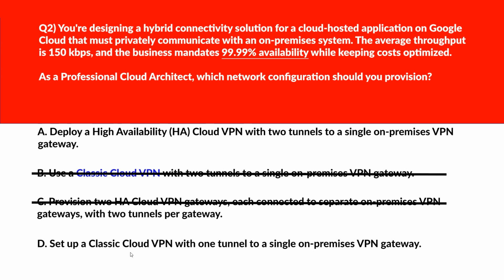D says set up classic cloud VPN with 1 tunnel to a single on-premises VPN gateway. A single tunnel, if we look, is a single point of failure, which will violate the high availability requirement of the question. So option D cannot meet the requirement. We'll remove it and lock option A as the right answer.